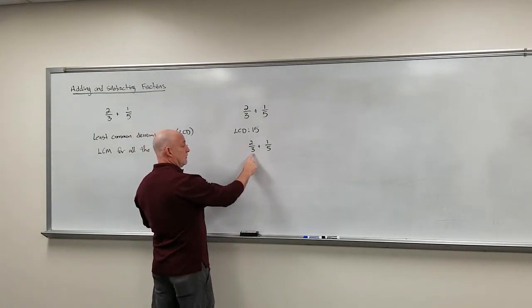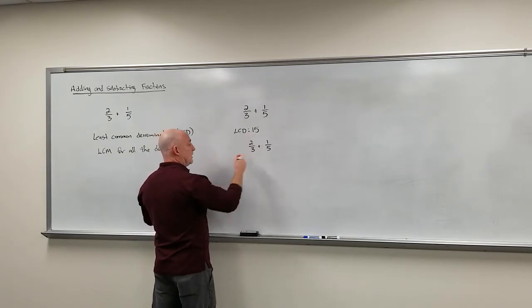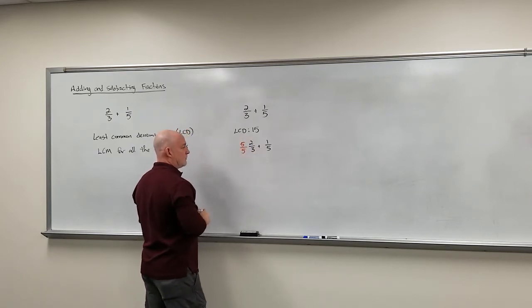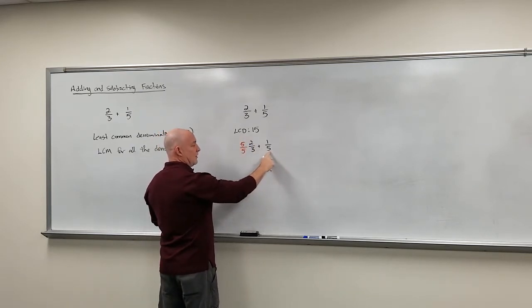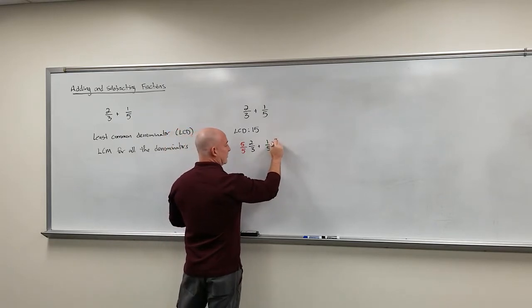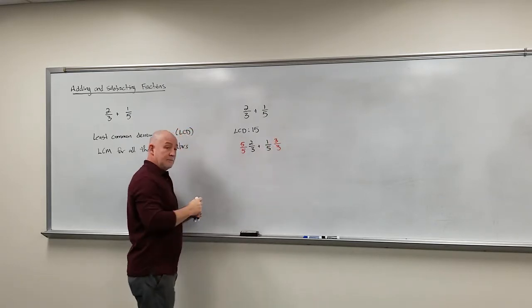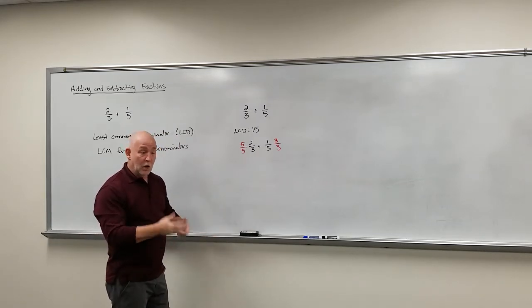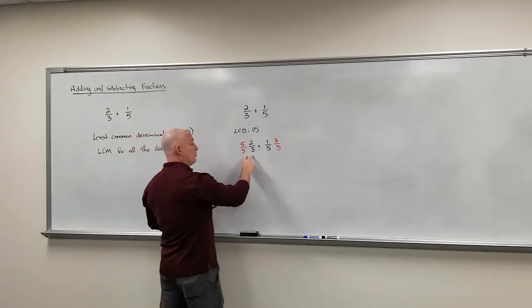If we take this 3 and want to make it a 15, I have to multiply it by a 5 to get a 15. So I'm going to multiply the first fraction by 5 over 5. For the second one, I'm going to multiply this 5 by a 3 to make it a 15, so I'm going to multiply this by 3 over 3. Basically, what we're doing here is like reducing backwards, or unreducing.